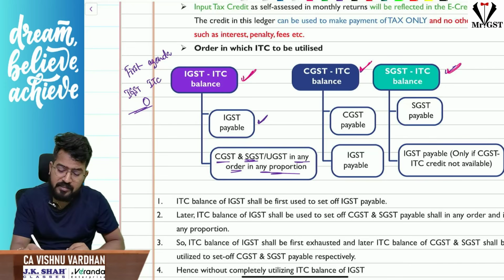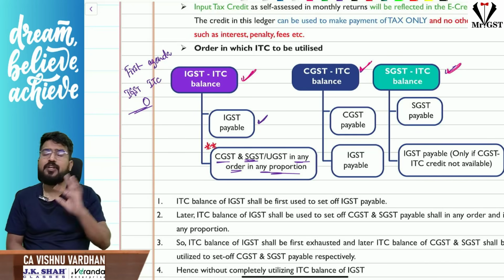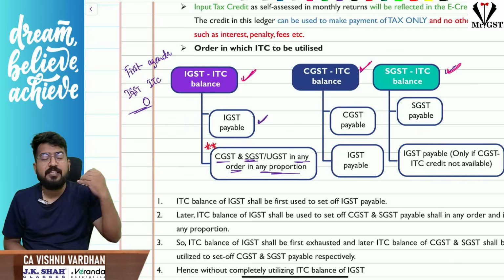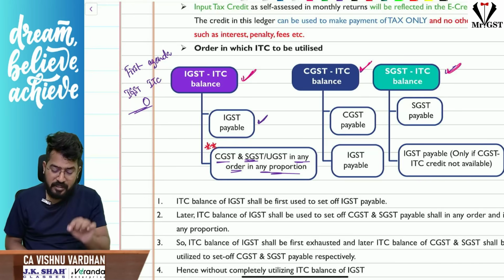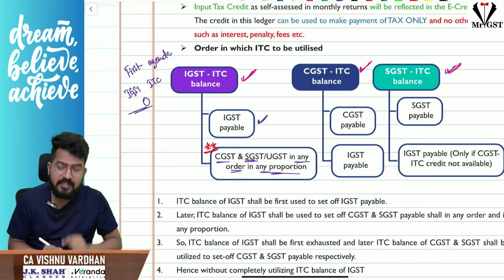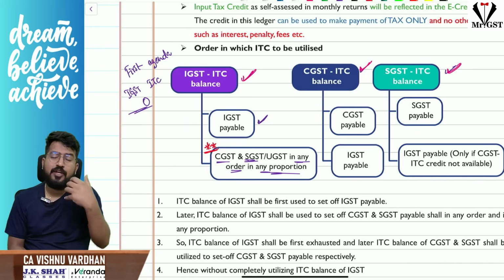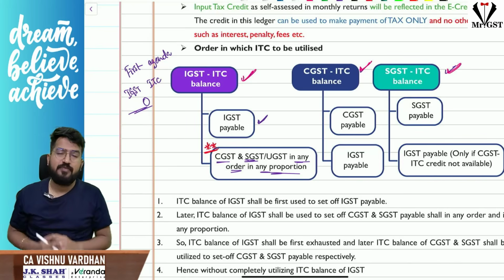But here, sir, when they say any order, any proportion, you should be very careful. They may say any order, any proportion, but in the exam, they will not ask you net GST payable. The question they will ask is net minimum GST payable in cash. That means this step is going to be very crucial. You should use this ITC balance effectively in such a way that the cash outflow will be as less as possible. That is very important. Okay.